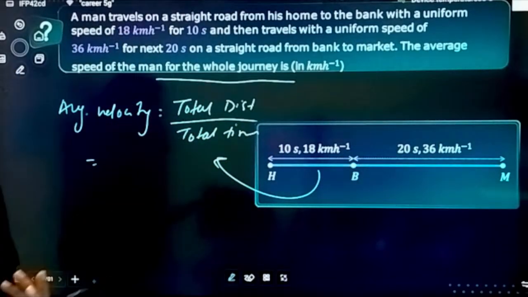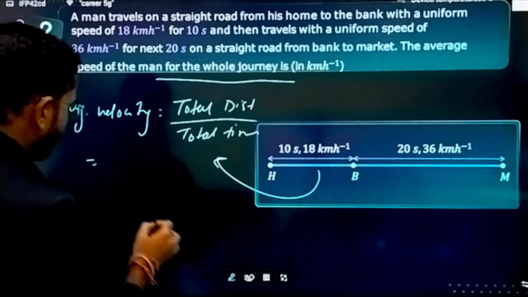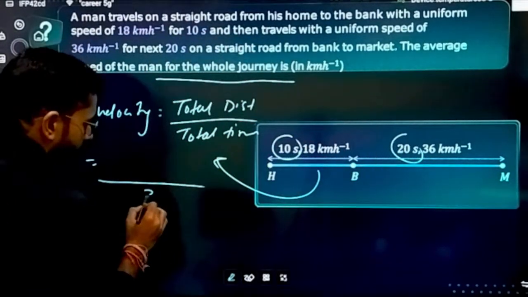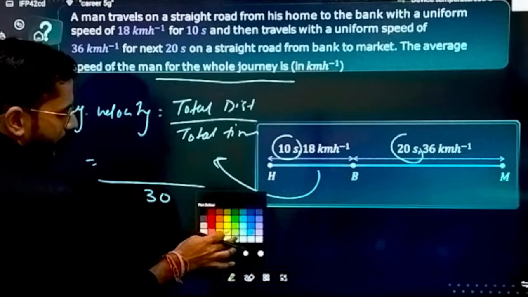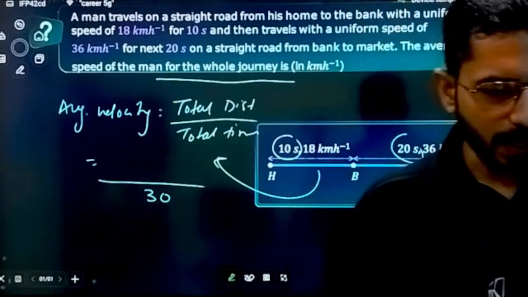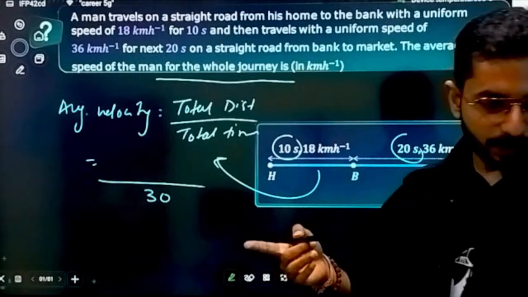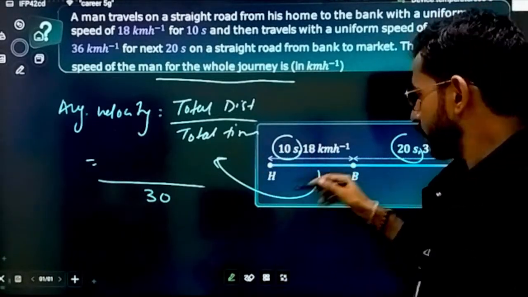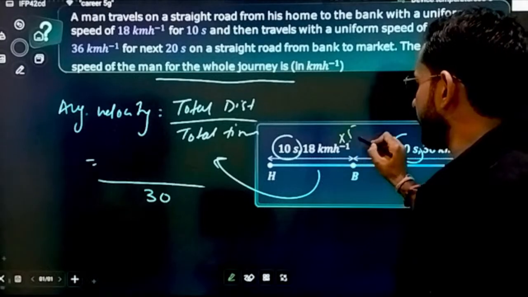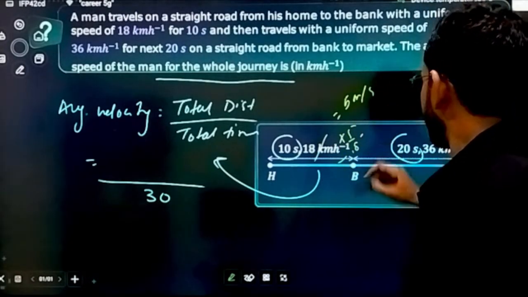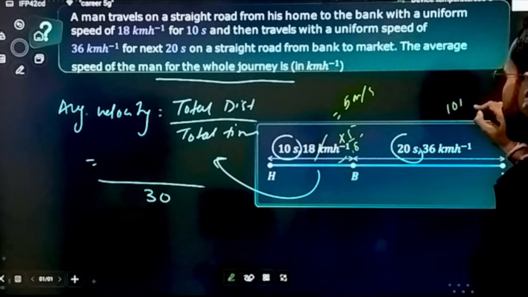Calculate according to whatever is given. Total time, I can easily say that it is already given. This is 10 seconds, this is 20 seconds. That means in the denominator it is, of course, going to be 30 seconds. Now what remains? We have to calculate the distance. Can't you calculate the distance? Yes or no? First, you have to convert this, because here it is seconds and here it is kilometer per hour. So convert it into meter per second by multiplying by 5 by 18. That means it will be 5 meter per second and here it will be 10 meter per second.